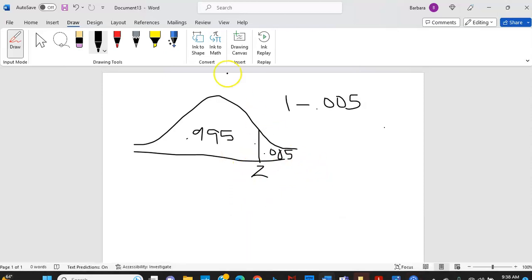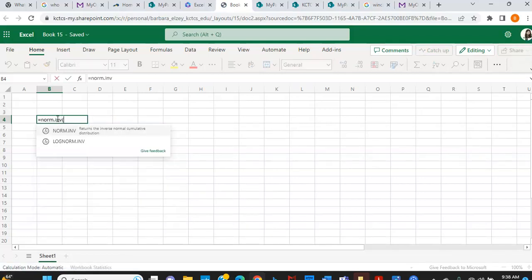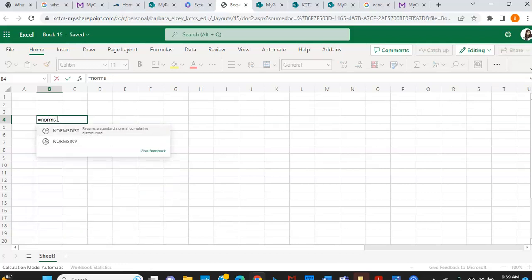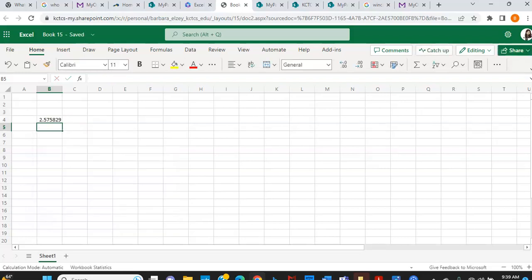Let me open Excel. We'll stop for a minute and get Excel open. Okay, so here we are. It doesn't matter where we go. Equal norm.s.inv, 0.995, and I get 2.575829. Now I'm going to write down that whole thing, and that is our critical value.